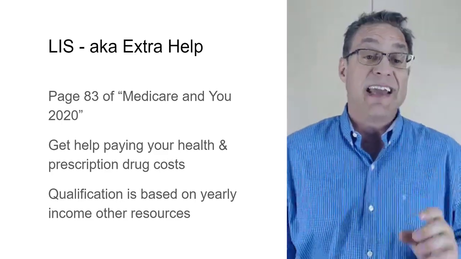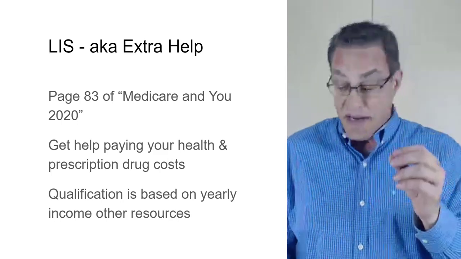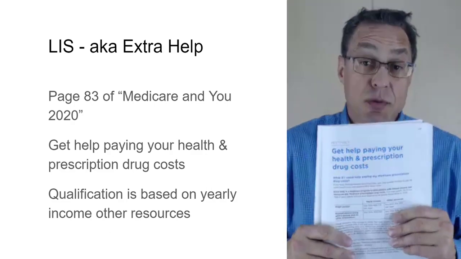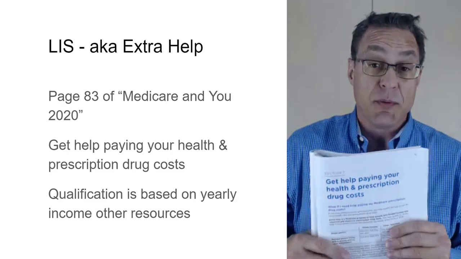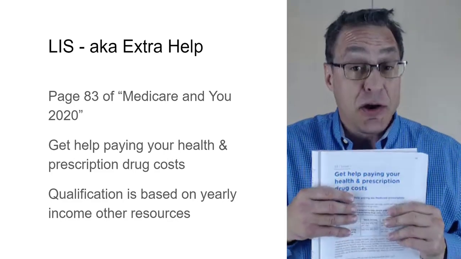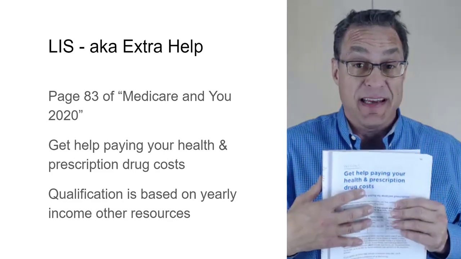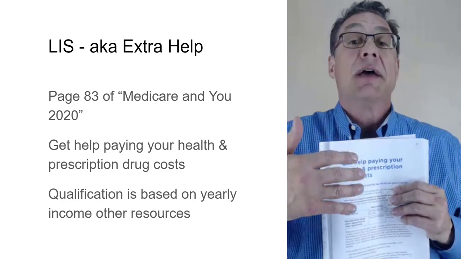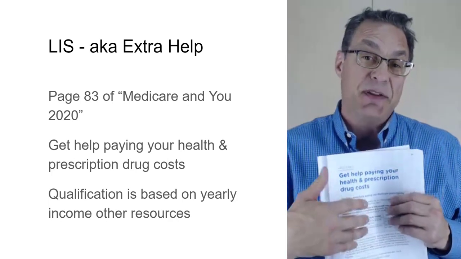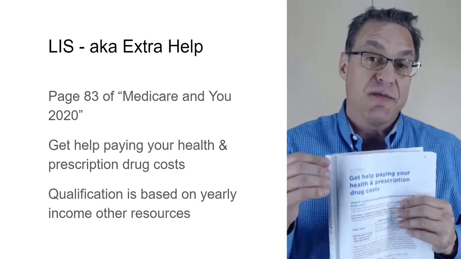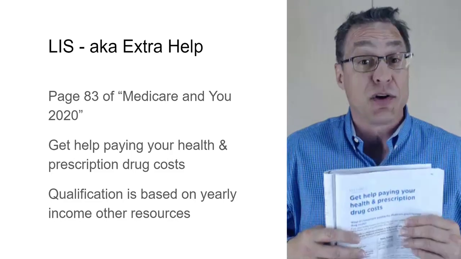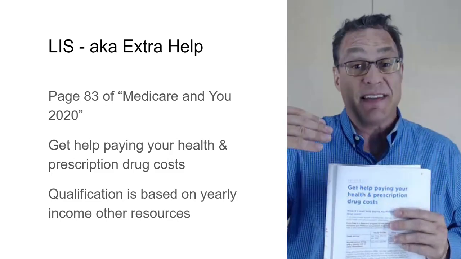The first one is LIS, also known as Extra Help. On page 83, and this is very important, on page 83 of your Medicare and You 2020 handbook, whatever you want to call it, it goes into detail how you qualify and the benefits of the plan. That it caps the prescription drug costs, that it eliminates the donut hole, that if people's income is low enough, they may not qualify for Medicaid, but they may in fact get that $144.60 Part B Medicare premium eliminated because their income is that low and they qualify for that tier of extra help.